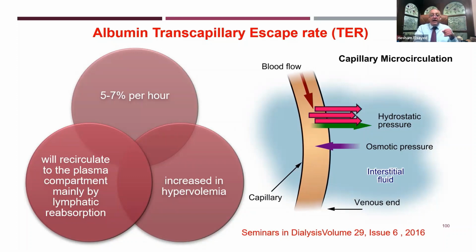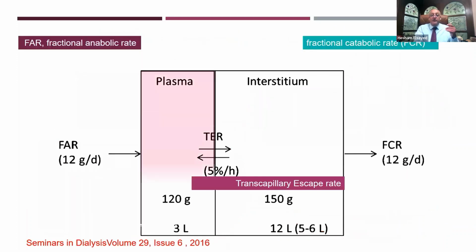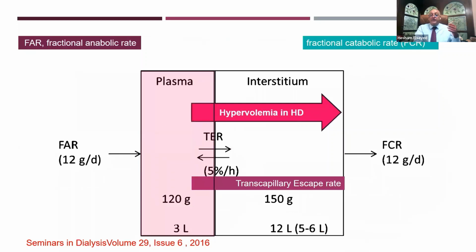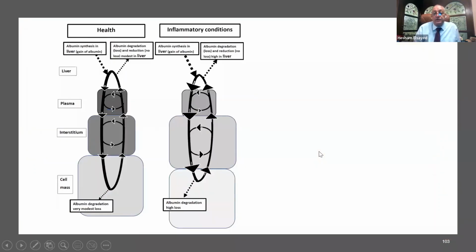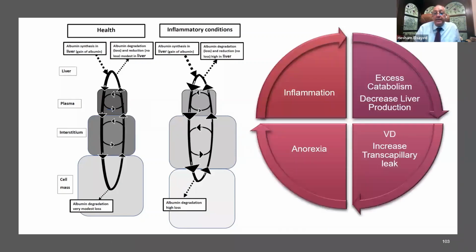It usually regains back by the lymphatics or reabsorption. However, if you have hypervolemia in hemodialysis, a higher capillary escape, you will have a problem of the oncotic pressure, subsequently intradialytic hypotension. If you have as well a patient with chronic liver disease and you don't have proper synthesis of albumin, you will have a problem as well in the oncotic pressure and intradialytic hypotension. So inflammation, anorexia, vasodilation, excess catabolism increase the transcapillary albumin leak, escaping from the intravascular to the interstitial part.